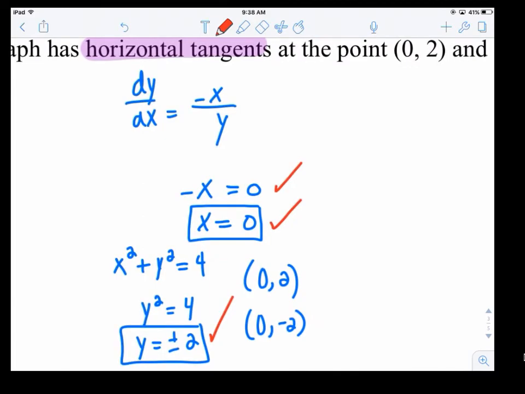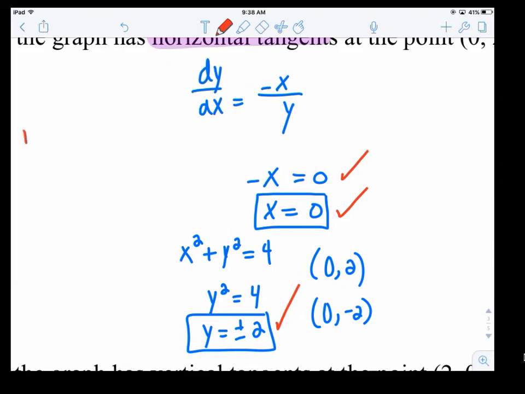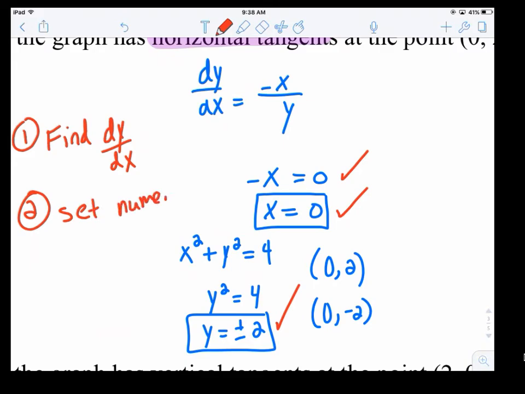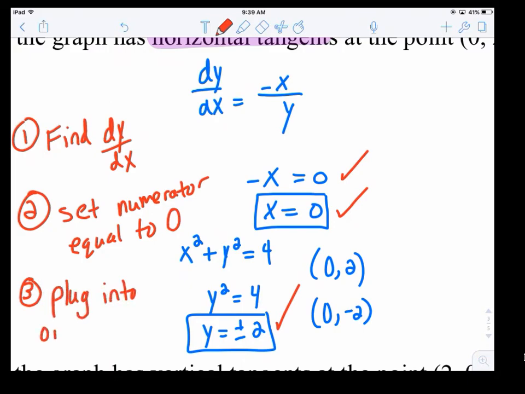Right, yeah. So you need to find the derivative first. So find dy over dx, and then set the numerator equal to 0. And then plug into the original. So you get the answer.